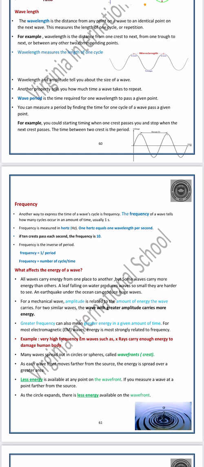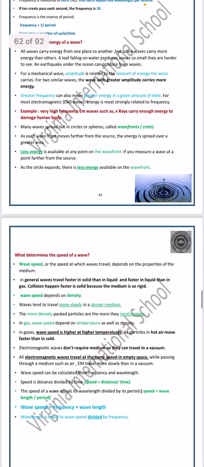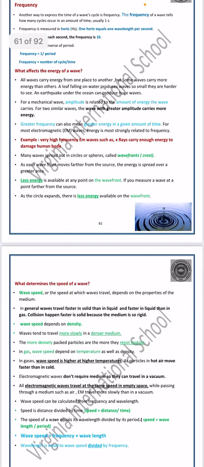You must keep this because there are some problems in the booklet, and you have to solve them easily. So frequency is 1 over period. Why is it 1 over period? Because the period describes the time taken to complete one wavelength, so it's the opposite. Frequency is equal to 1 over period, and period is equal to 1 over frequency.